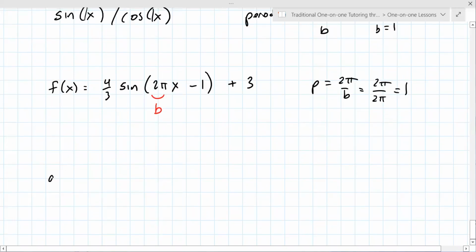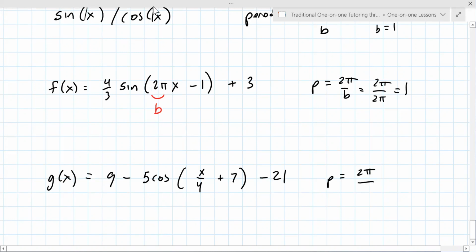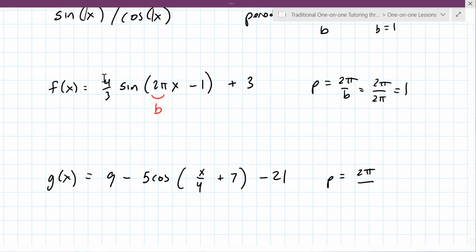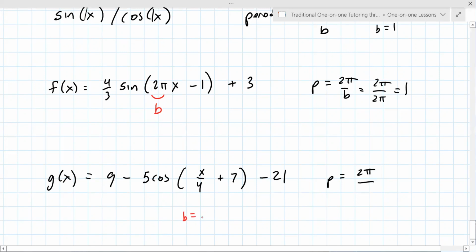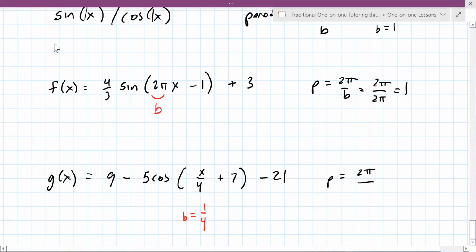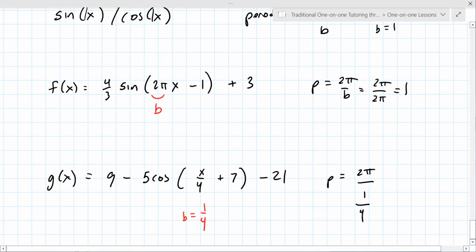So let me give you another one here. Let's say g of x equals 9 minus 5 cosine (x divided by 4) plus 7 minus 21. What is the number in front of x? What is the b value? 1. So your b is actually 1/4. All right. So I'm being deceptive, but that's how you might see it on a test or a quiz, right? Yeah. Might do that. So it's 1/4, and yeah, it's a fraction and a fraction, which that's bad. You know, but that could be possible.